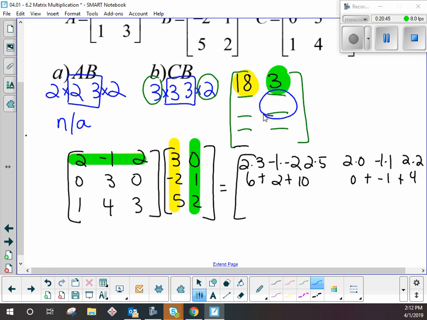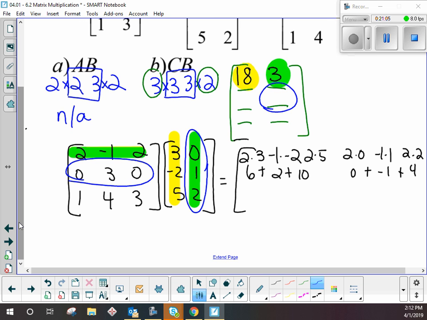Row 2, column 2. So over here on these matrices, what am I going to look at here? Row 2, and here I'm going to look at column 2. So it's always the rows in the first one and the columns in the second. Just like the way you do your dimensions. You do rows first, columns second. And then I'll do the dot product of that.